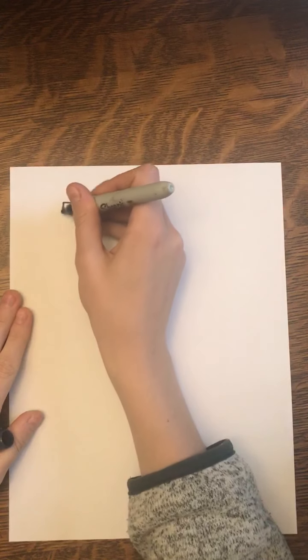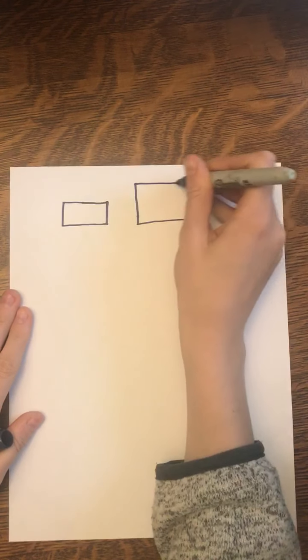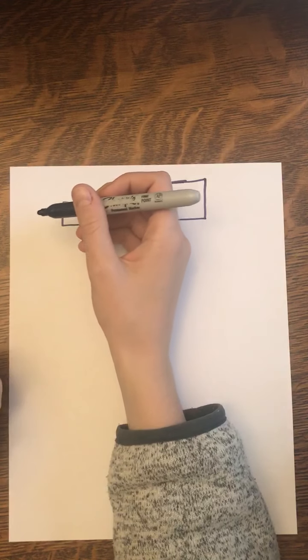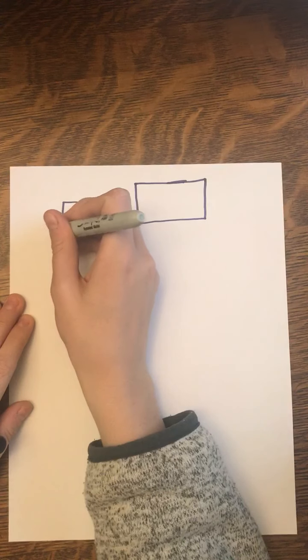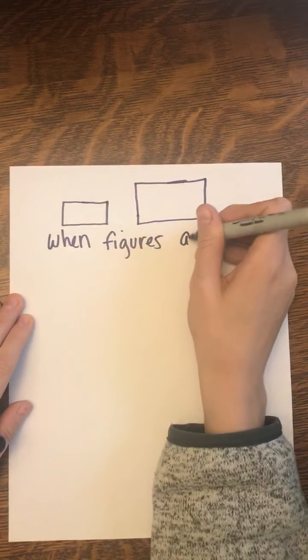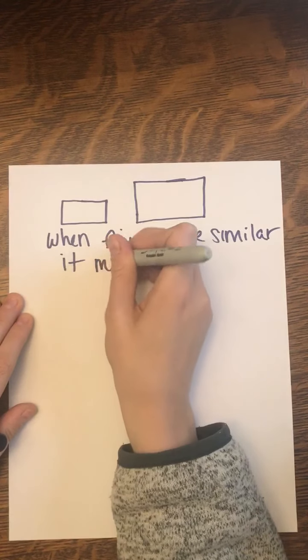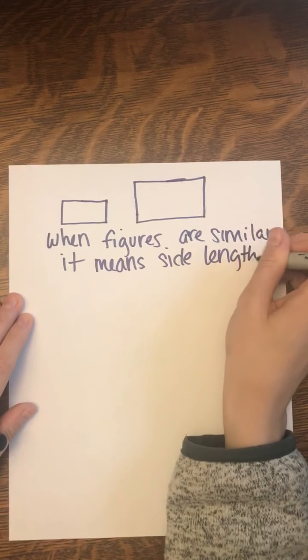Okay, so before we get started, I do want to clear a couple things up about scale factor. When a figure is similar, it doesn't necessarily mean that the side lengths are the same, but it does mean that the side lengths are proportional. When figures are similar, it means side lengths are proportional.